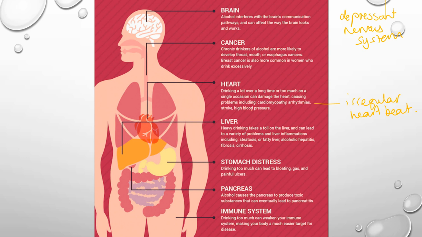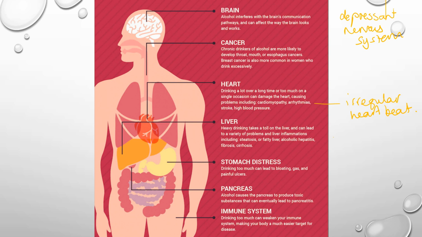High blood pressure, increasing the pressure with which the heart pumps the blood around the body. And cardiomyopathy, where the heart muscle cells kind of atrophy. They don't work as they should do. They are not beating. They're not pumping the blood as they should do.